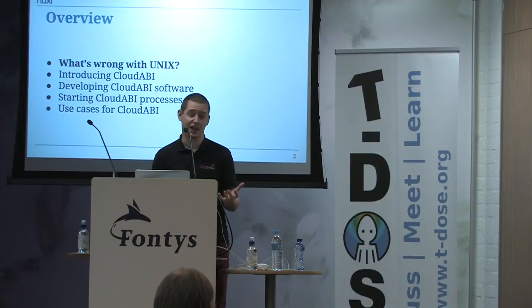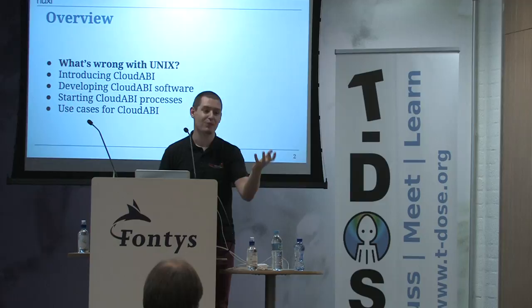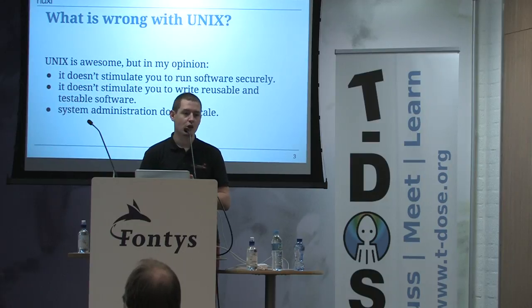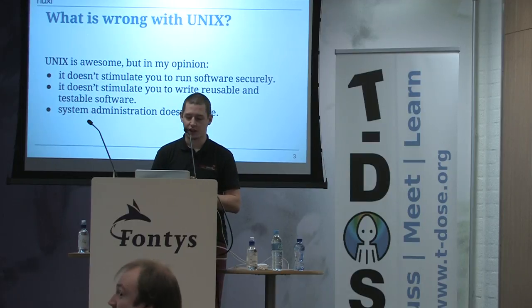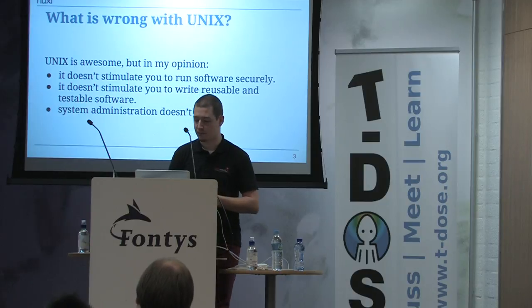Everyone, of course, has things that they think are wrong about Unix and has a different opinion, but this is what I personally think is wrong with Unix, and hopefully you can see some of those things as problematic as well. So in my opinion, Unix is really bad at doing the following three things. Namely, it doesn't stimulate you to write software that you can just run securely on your system. And what that exactly means, I'll explain in a couple of minutes' time.